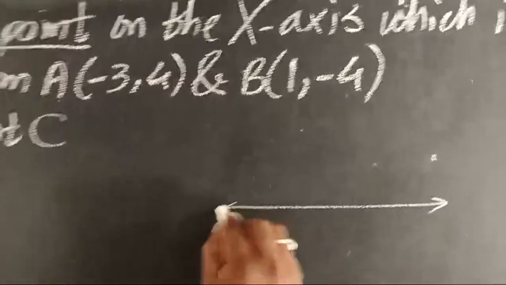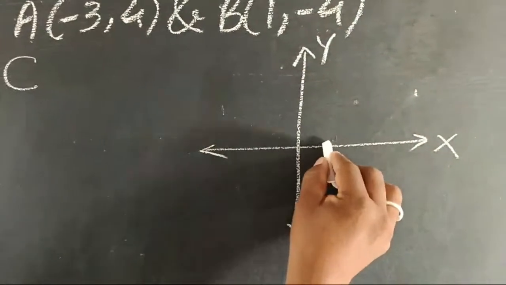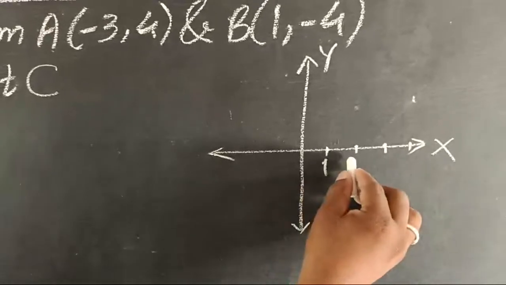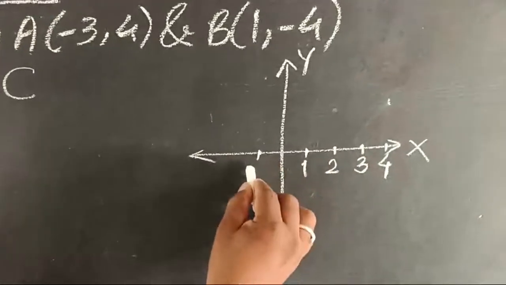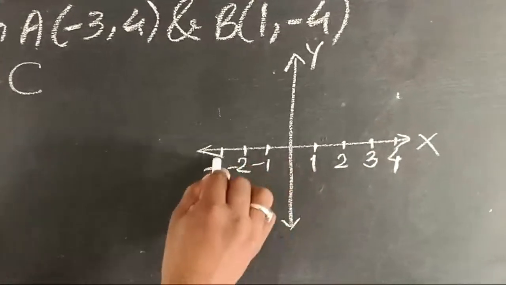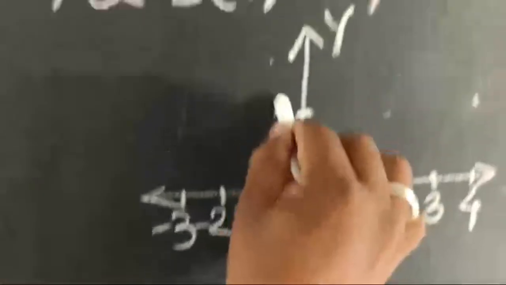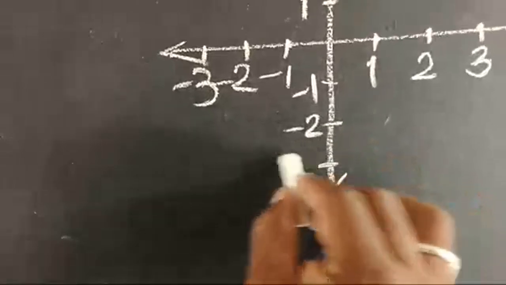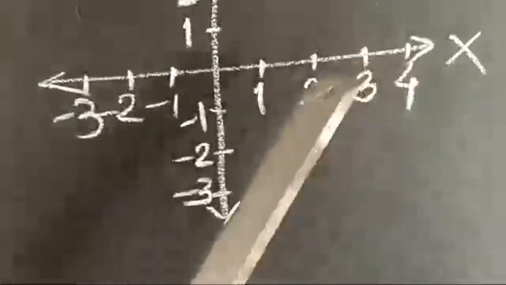Suppose this is the x-axis and this is the y-axis. Then here, which number do we write? Here 1, correct. On the left side, -3. On the upper side, 1, 2, 3. On the lower side, -1, -2, -3. Point C is on the x-axis, on the left side, otherwise on the right side.